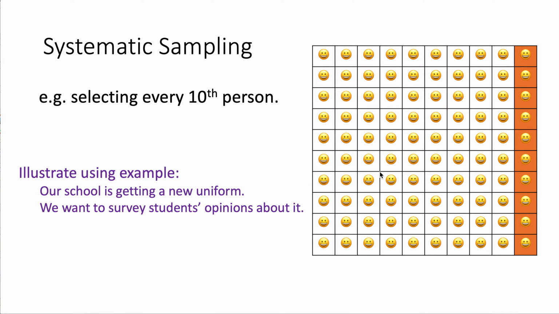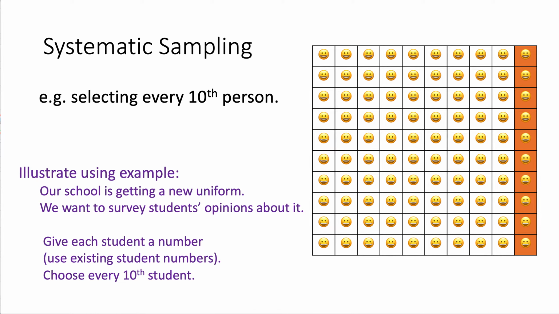So again, in my school example, I'm going to give every student a number. Actually, they've already got numbers. They've got student numbers. I put the student numbers in order. I pick every 10th student, or every 7th student, or every 25th student, whatever. Right? However many people I need in my sample.